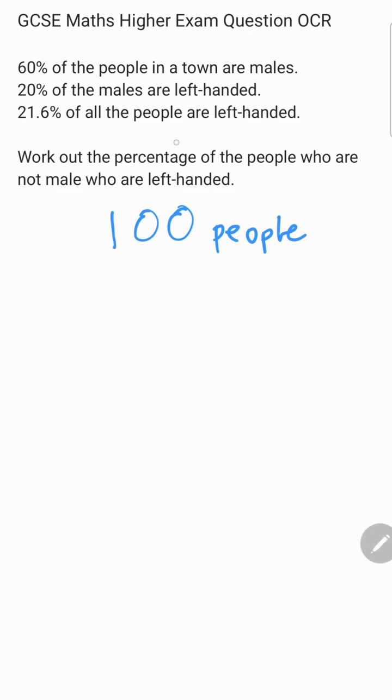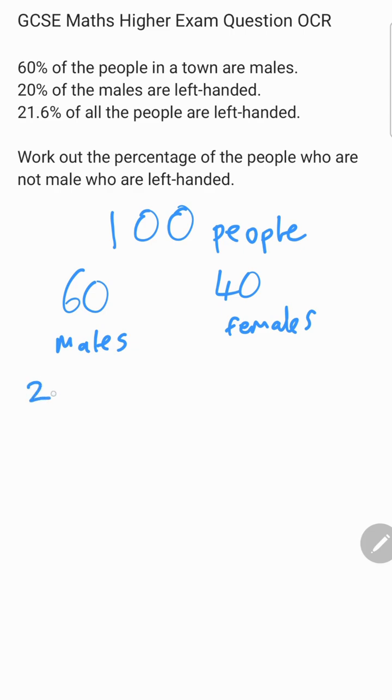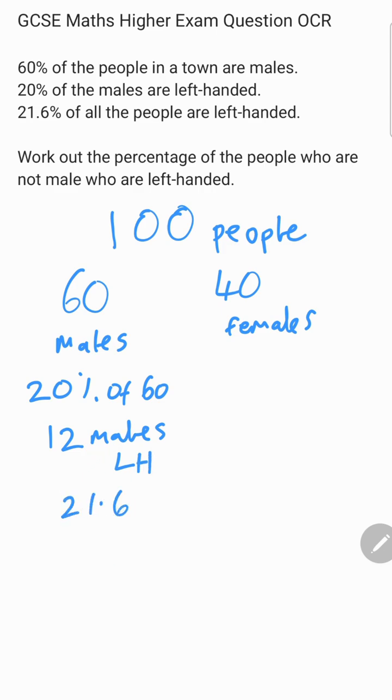So 60% of the people, so 60% of 100 is 60. So that means we have 60 males, 40 female. 20% of the males are left-handed, so 20% of 60. 10% is 6, double that to get 20%. So we have 12 males who are left-handed, and we know that altogether there's 21.6 people who are left-handed.